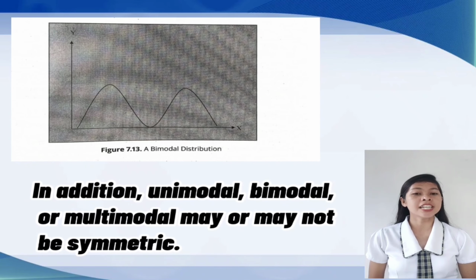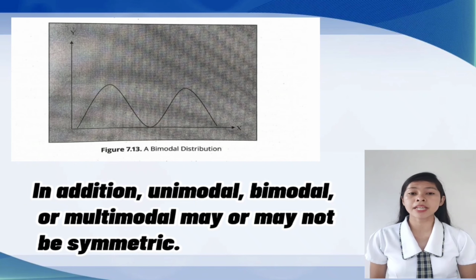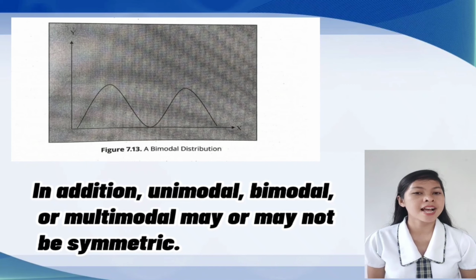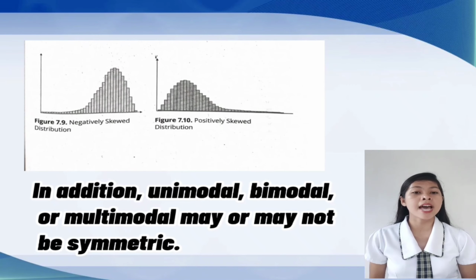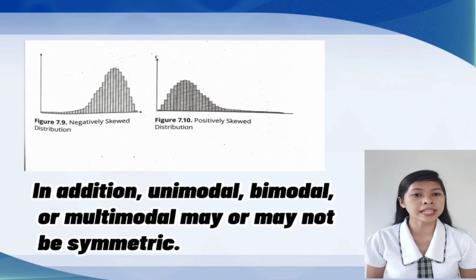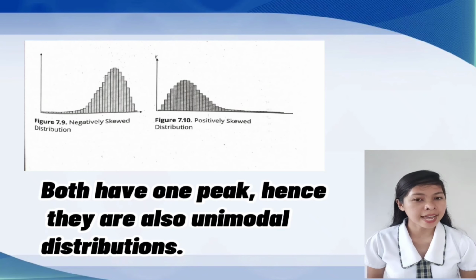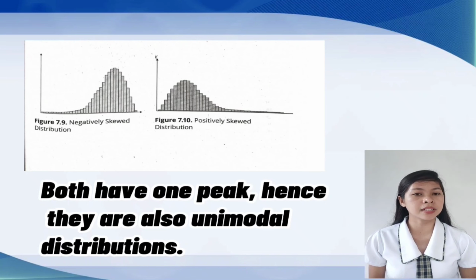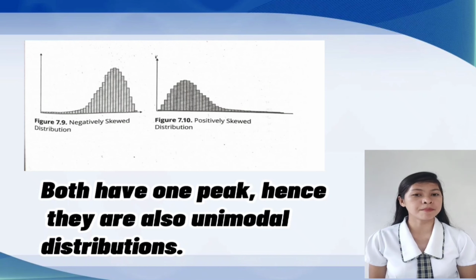In addition, unimodal, bimodal, or multimodal distributions may or may not be symmetric. As we look back at the negatively skewed and positively skewed distributions in figures 7.9 and 7.10, both have one peak. Hence, they are also unimodal distributions. As you can see, each has only one peak. That's why, as a result, it's unimodal.